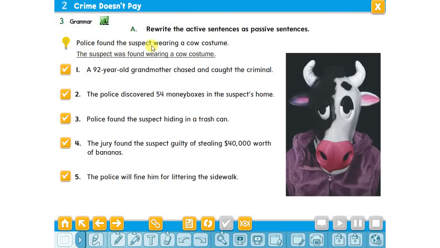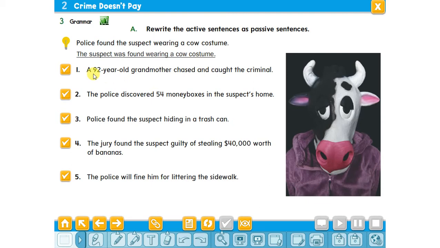Police found a suspect wearing a cow costume. المفعول به وينه هنا؟ ها؟ اللي هو the suspect. هاي المفعول به. حطيناه في البداية. عندي هنا found هذا verb 2، إذا بده يتحول ل was/were plus verb 3 لأنه verb 2. هذا القواعد اللي أعطيتكم إياها في الأول. بصير the suspect was found، التصريف الثالث ل found وبكمل الجملة wearing a cow costume.